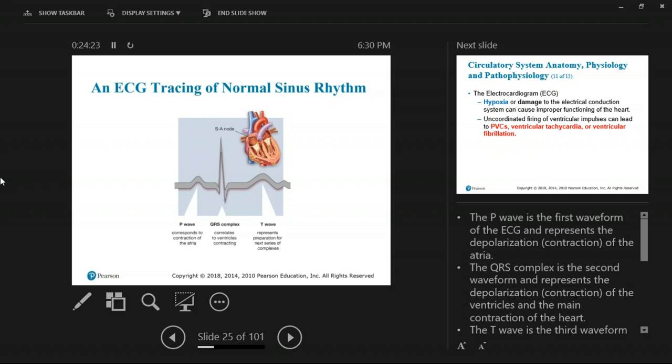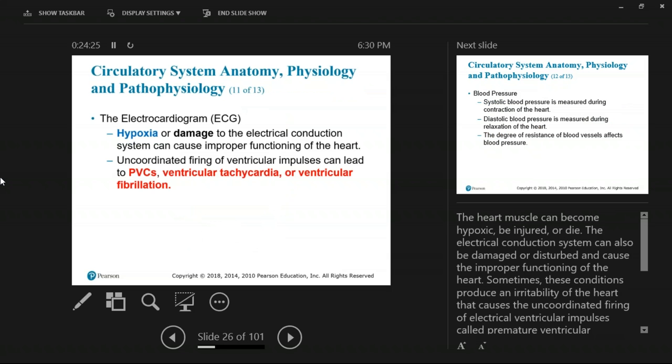Now, these can be speeded up if you need to have them, or it can be slowed down if there are too many of them, too fast. Okay, so again, your electrocardiogram, just a reminder: hypoxia or damage to the electrical system is going to affect your pumping of your heart. It's not going to function right. So you can have uncoordinated firings of the ventricle impulses.